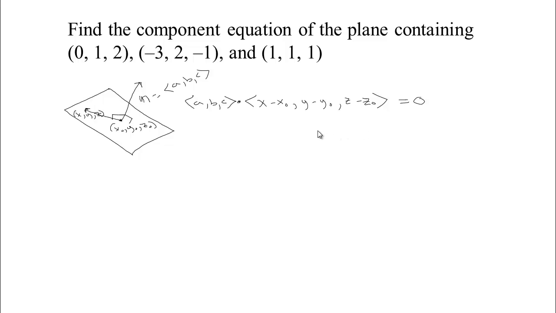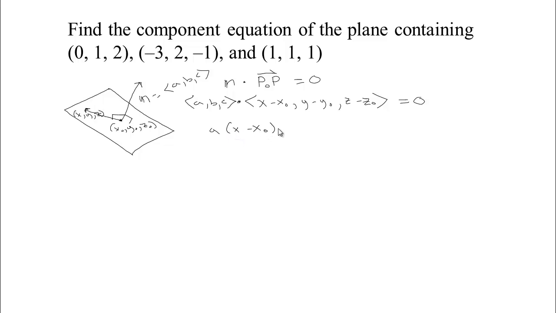Okay. So the book writes this as n, the normal, dotted with the vector from a given point to any other point. They call that vector p naught p, and that has to be 0. They call this the vector equation of a plane. And then we can write this in its component form. In fact, we could actually do the dot product. That would be what they call the component form.